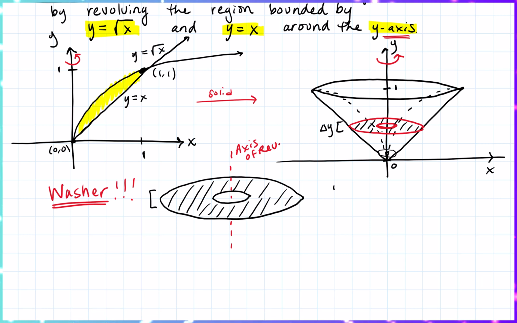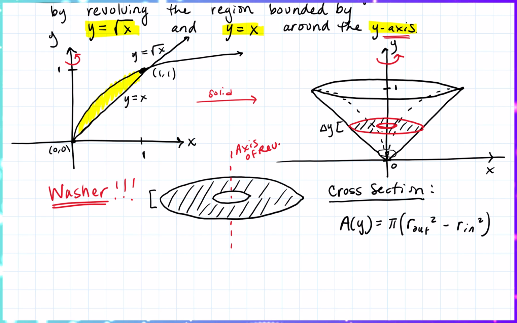So let's think about what a cross-sectional area looks like. It's going to be a function of y, and because it's a washer, it's going to be pi times the outer radius of that washer squared minus the inner radius of that washer squared.